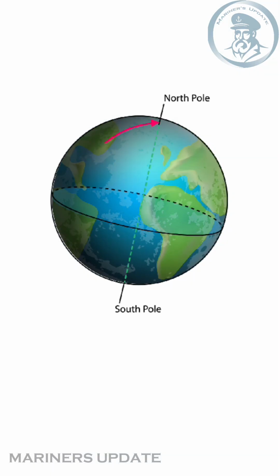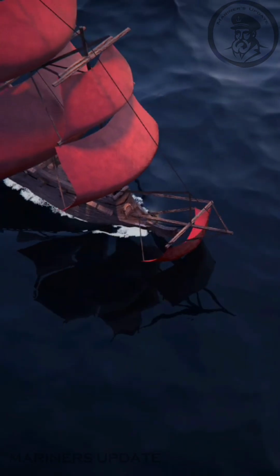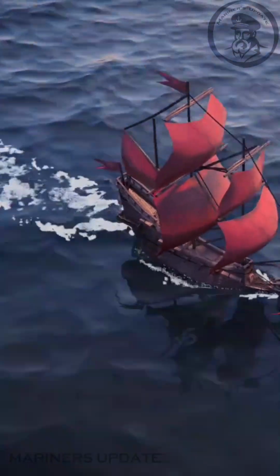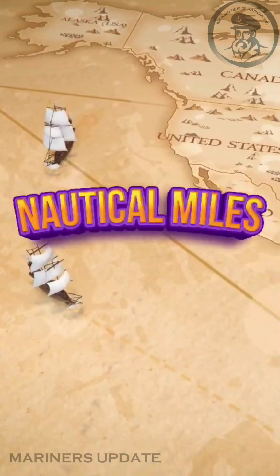They measured the distance from the equator to the pole as approximately 10,000 kilometers and divided this distance into 10,000 equal parts, which led to the establishment of the kilometer as a unit of measurement on land. However, for navigation at sea, where direct land measurements aren't possible, they derived a different measurement, the nautical mile.